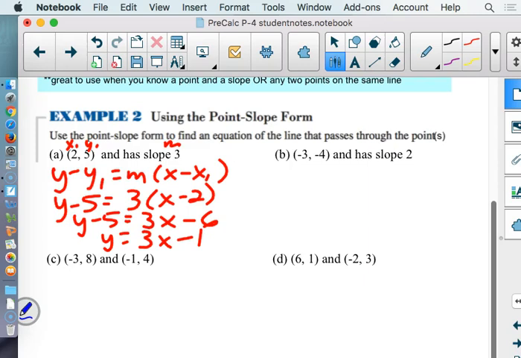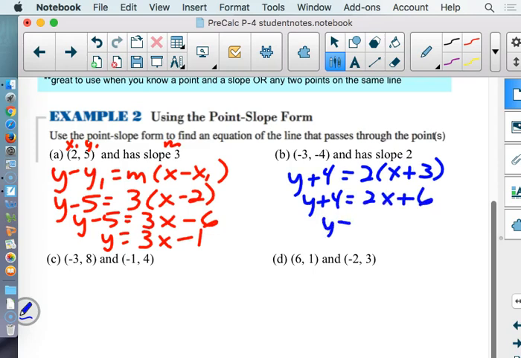What are you getting? 2x plus 2. There it is. We put the numbers in the right places, let the formula do what we need. And then we get to C.